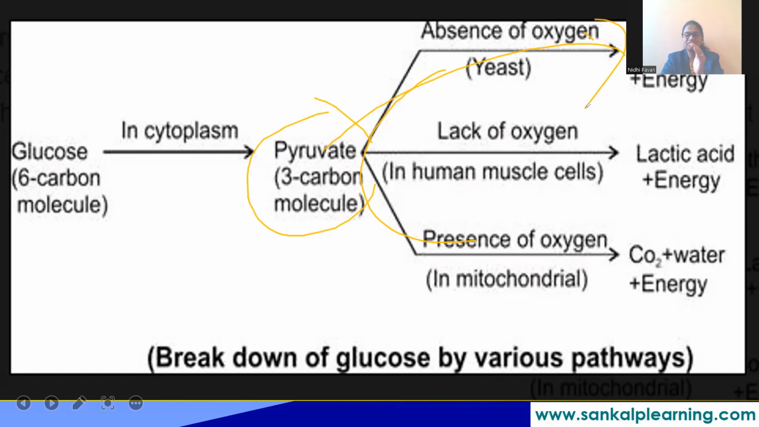Next, we study in presence of oxygen. When oxygen is present, this pyruvate is broken down into carbon dioxide, water, and energy. The respiration in which breakdown of glucose takes place in presence of oxygen is called aerobic respiration. The respiration in which the breakdown of glucose takes place in absence of oxygen is called anaerobic respiration.